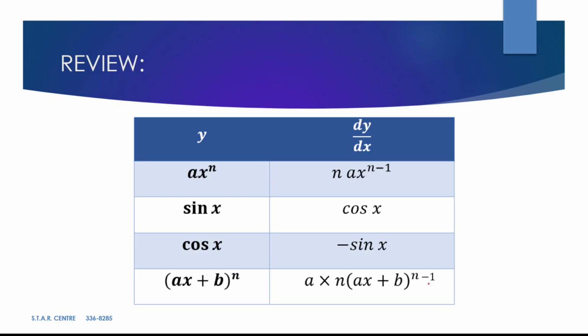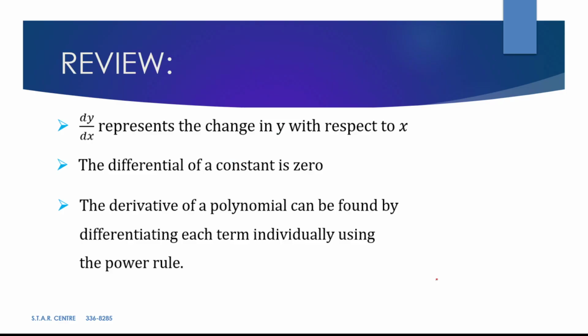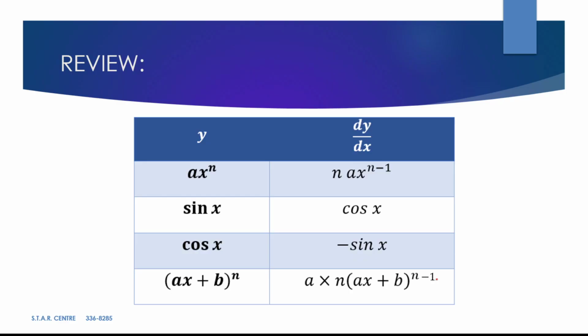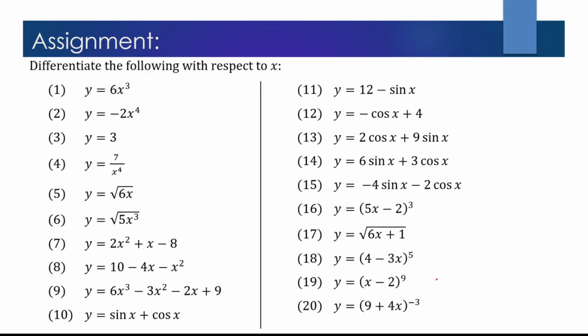Alright, so that is n, ax plus b to the power of n minus 1. So just use this table. It comes in very handy when revising or when attempting questions for differentiation. It basically summarizes all the rules that we have learned. The only rules that are not here are what we discussed in the previous slide, where the differential of a constant is 0, and when we are differentiating a polynomial, we just differentiate each term individually using the power rule. So other than these two rules, this table is all that we need to know for doing basic derivatives.